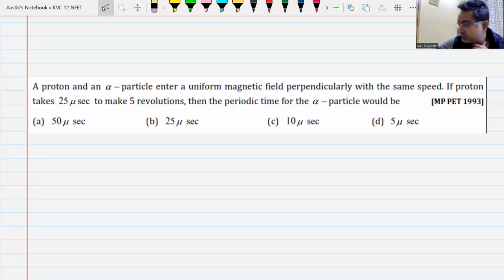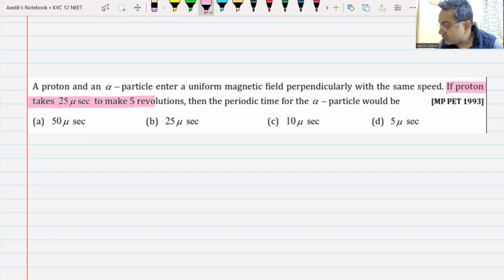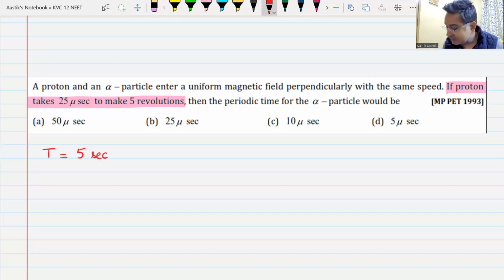So how are you supposed to do this, beta? The proton takes 25 microseconds to make 5 revolutions. From here, I can find out the time period. Time taken for 1 revolution will be the time period. For 5 revolutions, it takes 25 microseconds. So time period becomes 5 microseconds. This is the time period of the proton.